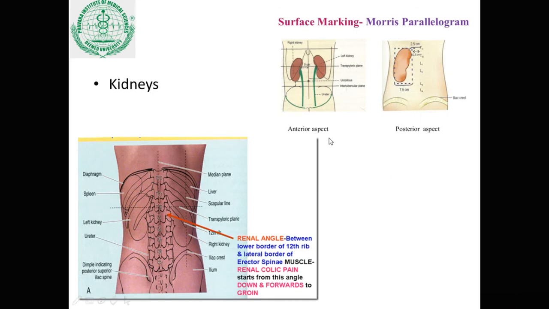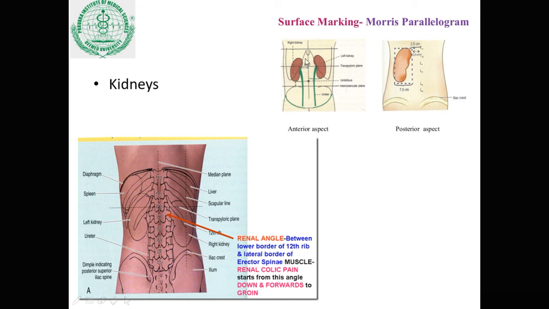Now for the surface marking of the kidneys. Draw the median and the transpyloric plane. Now the hilum of the kidney is around 5 centimeters away from the median plane. The right kidney is lying a little below the left kidney. Draw the outline of the kidney, which is around 8.5 centimeters in length and 5 centimeters in breadth.